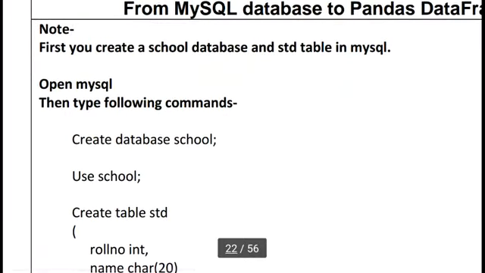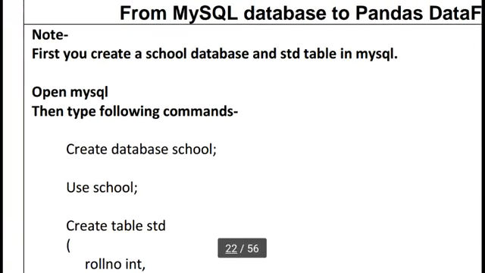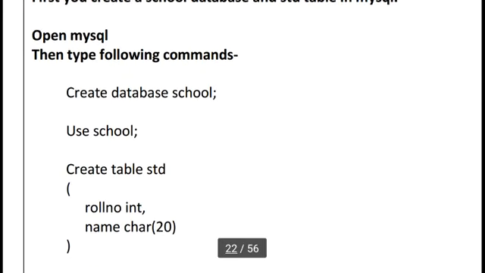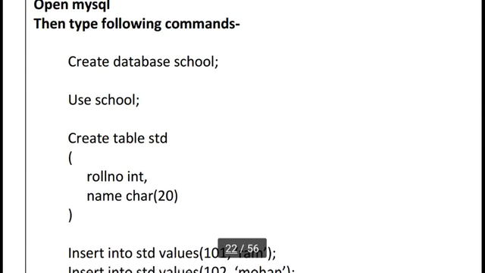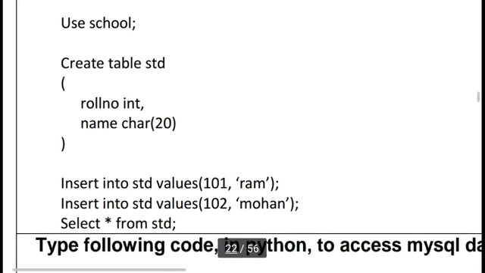We already know how to use MySQL, so here I am taking one simple example. Suppose, note, first you create a SQL database and then an std table in MySQL. Open MySQL, we already know. Create database SQL. Then we use the SQL command, opening this database. Then we can create a simple table: create table std, with two columns, roll number integer and name char 20.